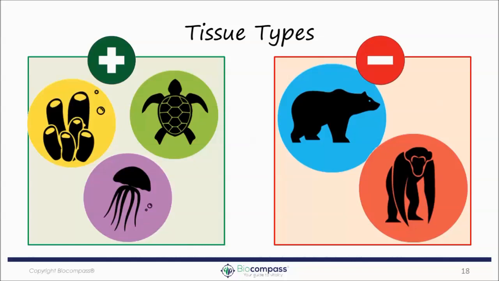The bear and the chimp belong to the tissue type of cell minus, meaning that in the adaptation phase, they have less function or less cells. So for example, what we talked about as diabetes is a cell minus symptom, and diabetes belongs to the chimp tissue type.